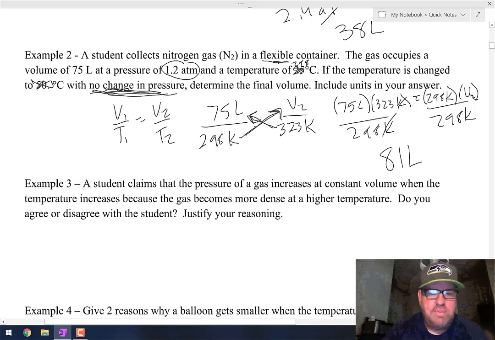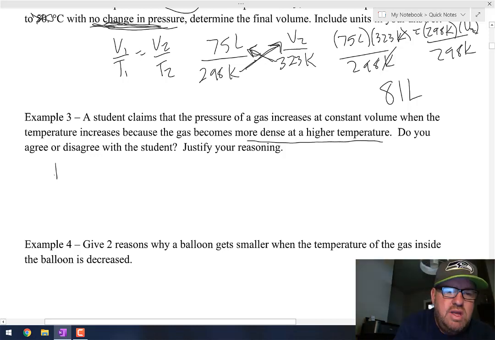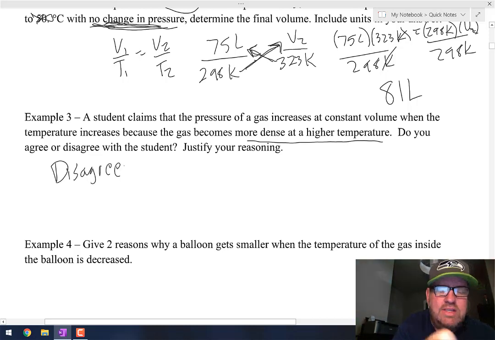Okay, example 3. A student claims that the pressure of a gas increases at constant volume when the temperature increases because the gas becomes more dense at a higher temperature. Do you agree or disagree with the student? I'm going to answer the question right away. I'm going to go ahead and disagree with the student. And then I'm going to explain why.